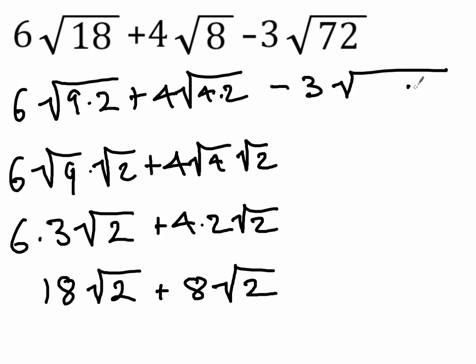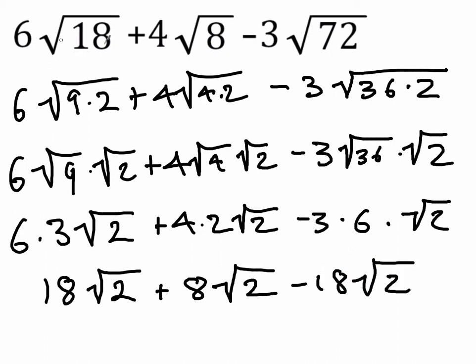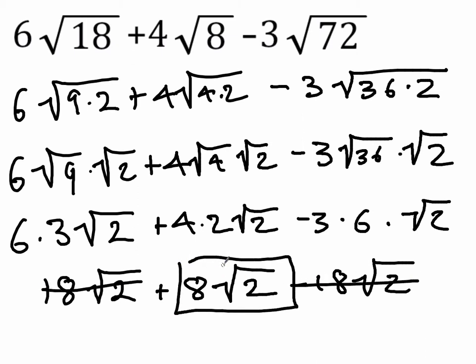Well, if it was going to be square root of 2, it would be 72 divided by 2, which is 36. And 36 is a perfect square, which is nice. And 3 times 6 is 18. So what initially looked like a problem that we couldn't combine, we can actually combine all three of these terms. 18 square root of 2 minus 18 square root of 2, these two are going to cancel out and we'll be left with 8 square root of 2.